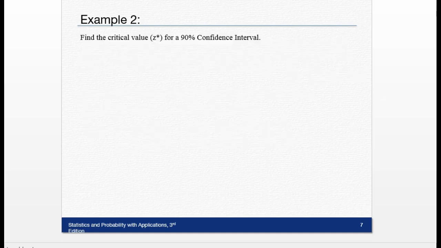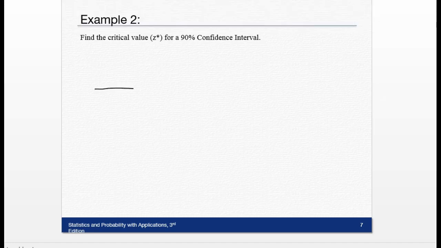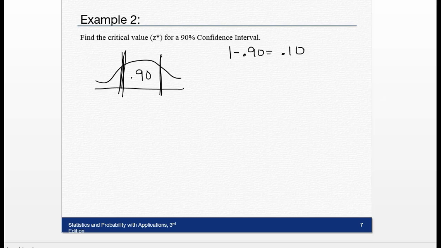Now, looking at number 2. Find the critical value for a 90% confidence interval. All right, so here's what's happening. Think of your normal curve, and I want 90%. So we need to figure out what these values right here are that cut off the middle 90% of my curve. Well, if you think about it, the whole curve adds up to 1, right? And if I subtract 90%, I'm left with 10%.